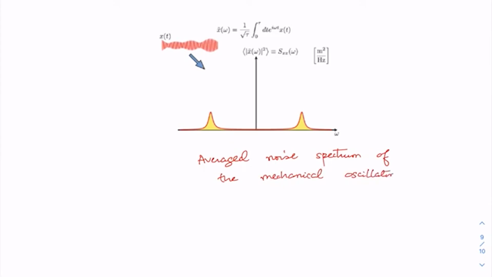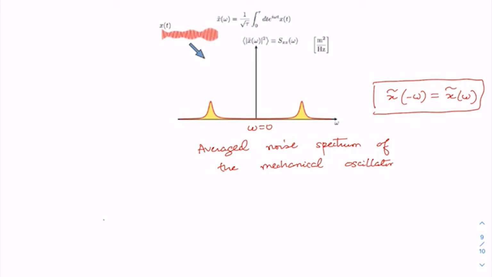One thing you can quickly notice is that this spectrum is symmetric around omega equal to 0, and here it means that x tilde of minus omega is equal to x tilde of omega. So this is what I mean by symmetry, and this is a typical characteristic of a noise spectrum in the classical regime.